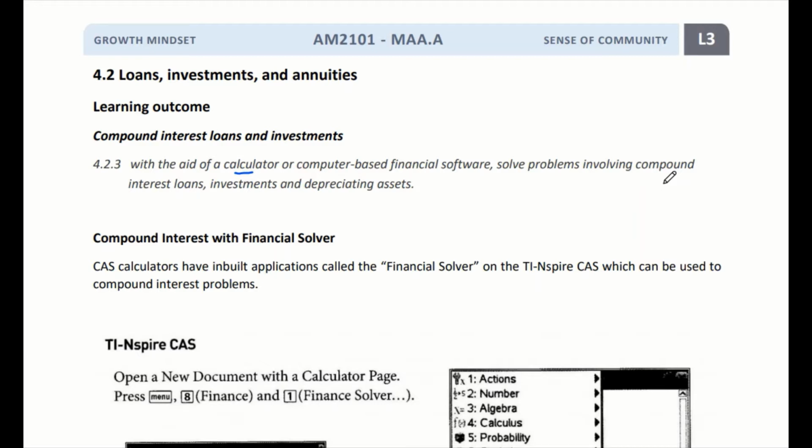Then after that, the second thing that we are going to do is look at depreciation. This will be something that is quite straightforward and quite easy. You just need to differentiate the different methods, then understand how to calculate them. Basically that's the thing. So two things. The first one, compound interest with financial solver. The second one is depreciation. All right, so let's start with our first part.